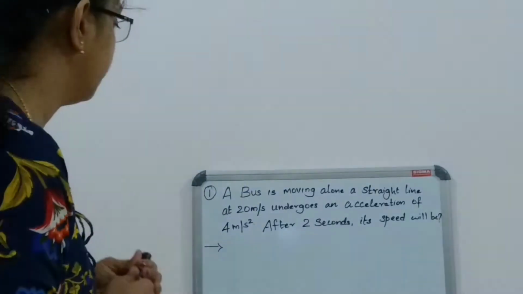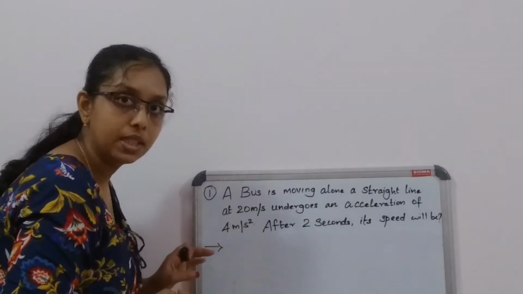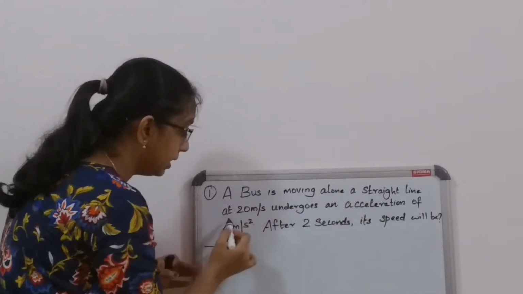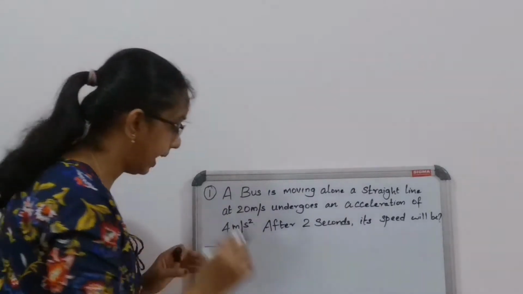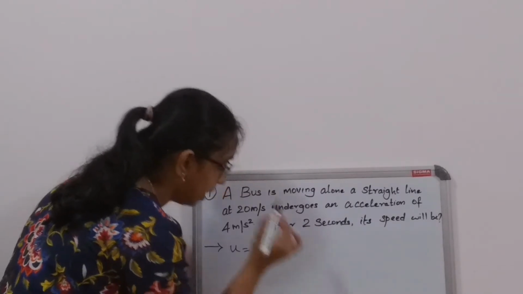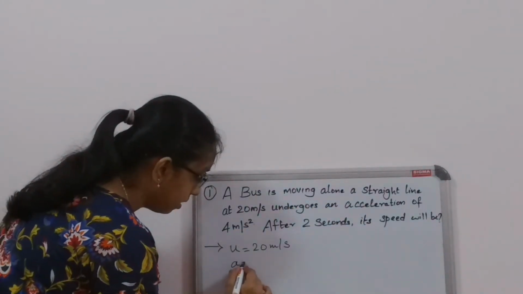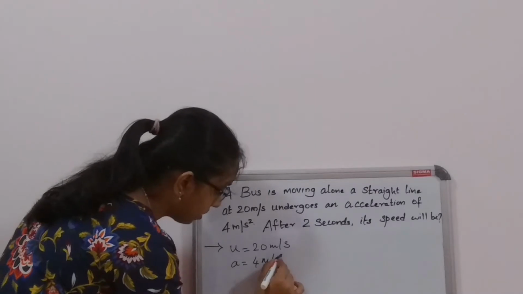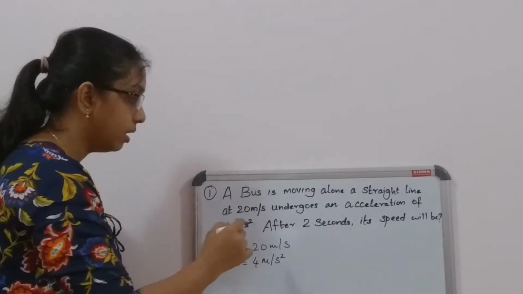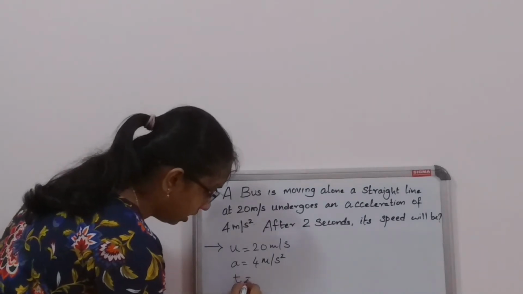A bus is moving along a straight line at 20 meter per second. That means they have given the initial velocity u as 20 meter per second. Next they have given acceleration as 4 meter per second square. Next they have given in the question after 2 seconds its speed will be. So that means they have given t as 2 seconds.